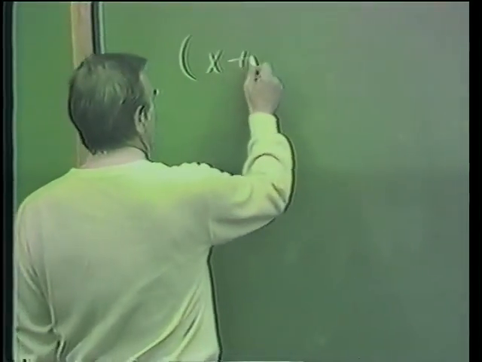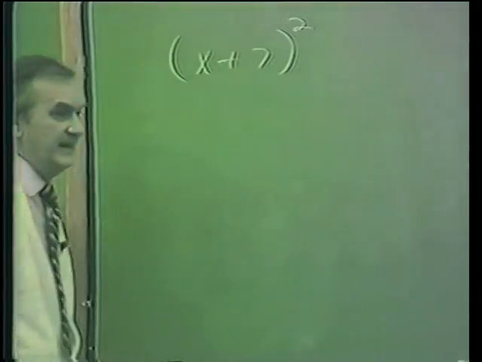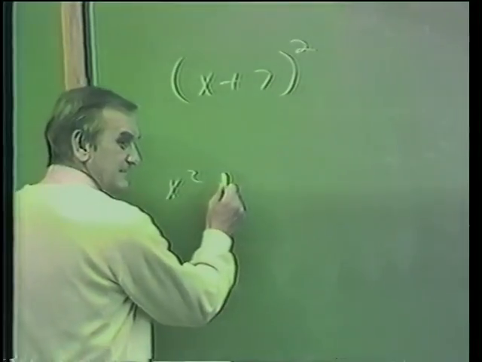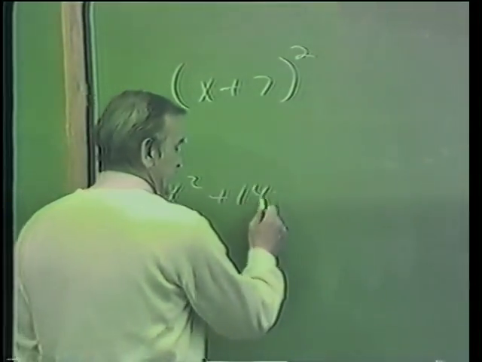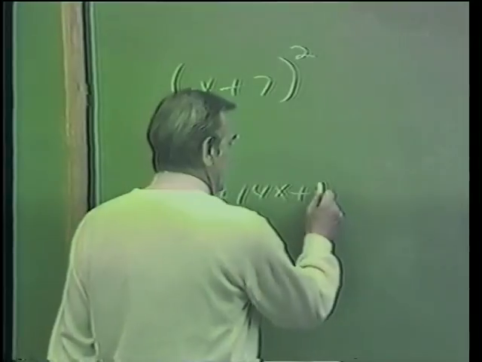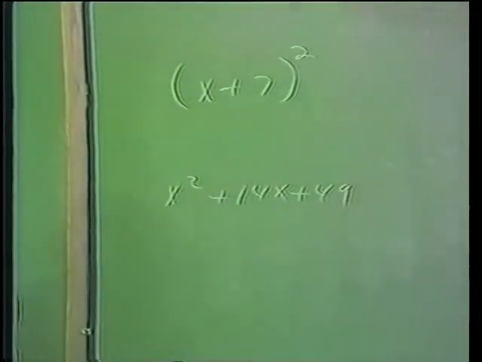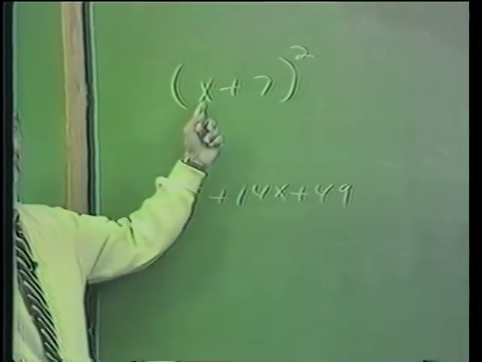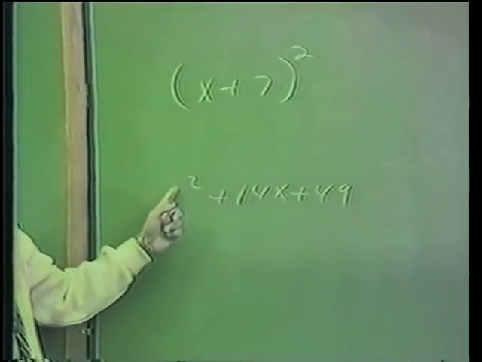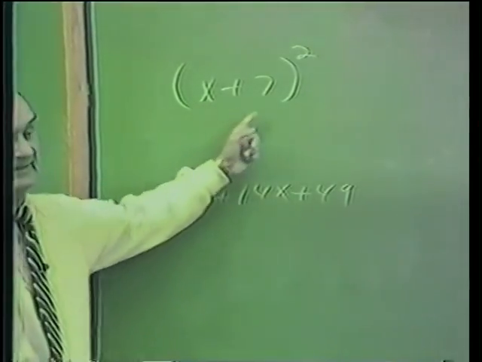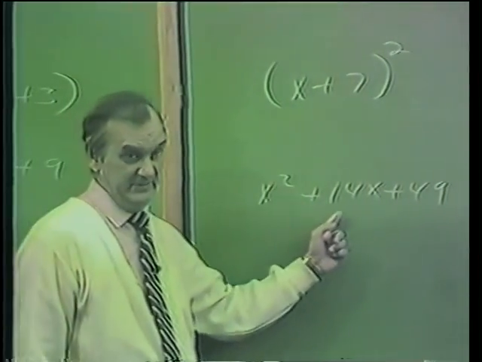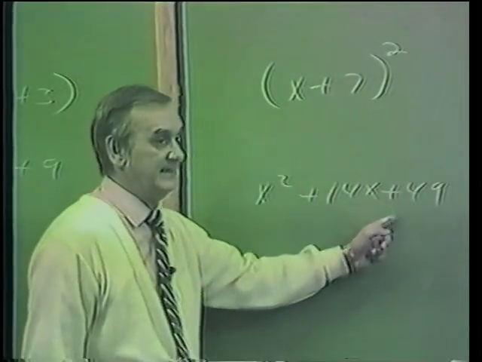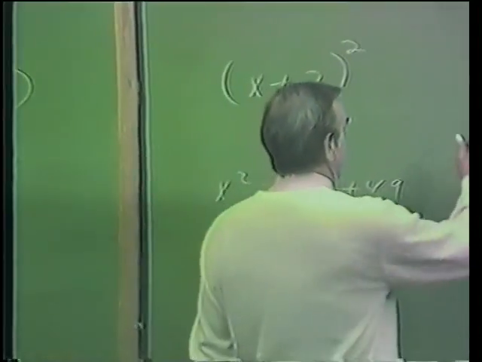Okay. Show me. I have the quantity x plus 7 squared. What do you get? X squared plus 14x plus 49. You sure do have that, Mike. X squared plus 14x plus 49. You square the first. X times x is x squared. Product of the two terms, Kathy, is 7x. Double, you get 14x. Square the second. 7 times 7 is positive 49.